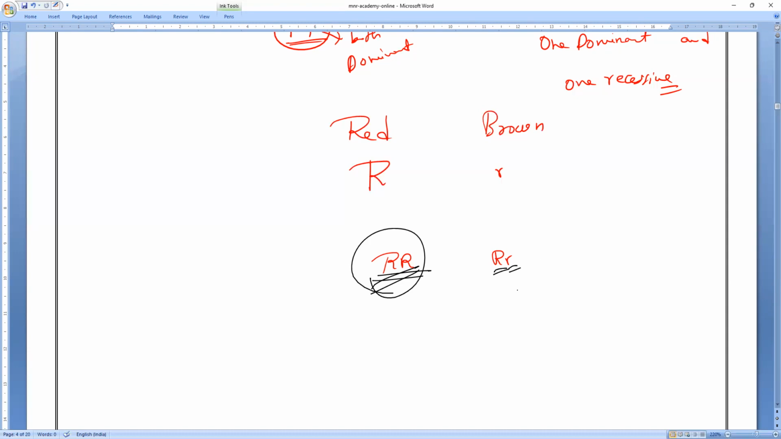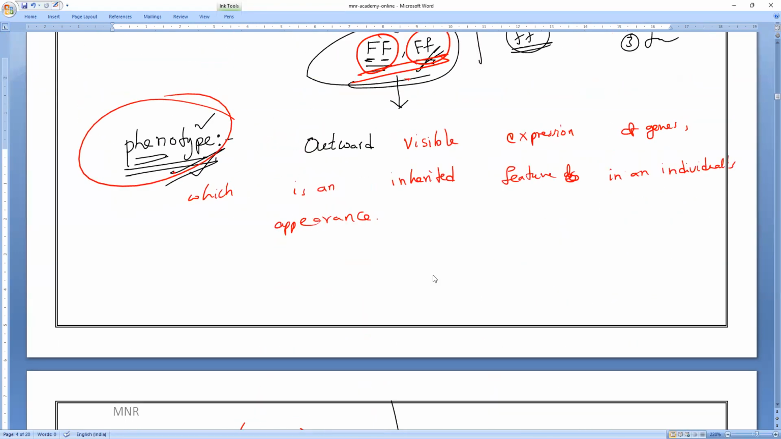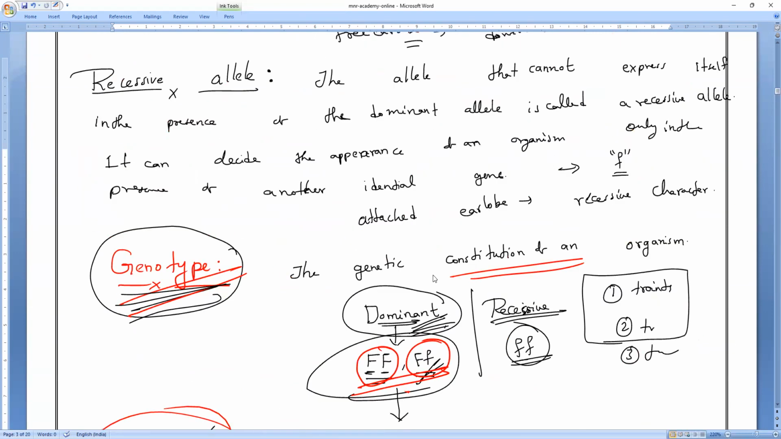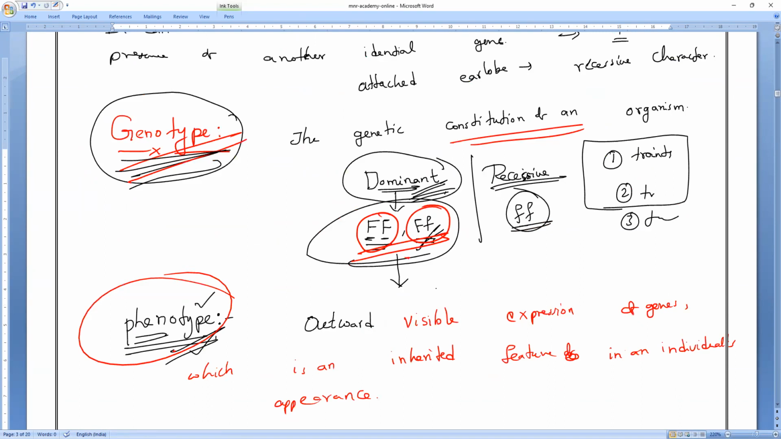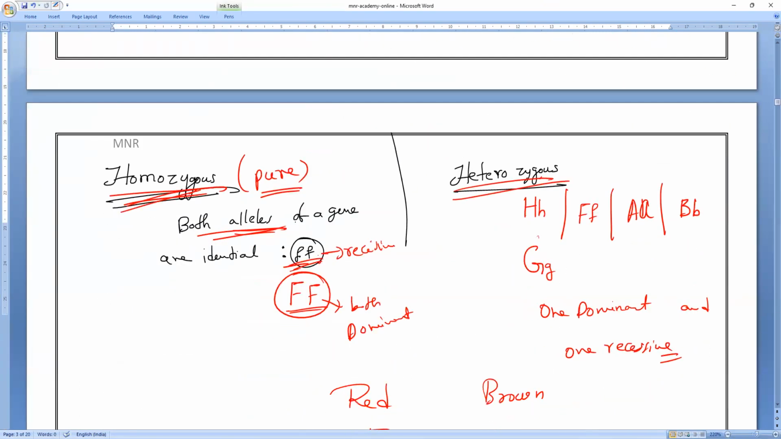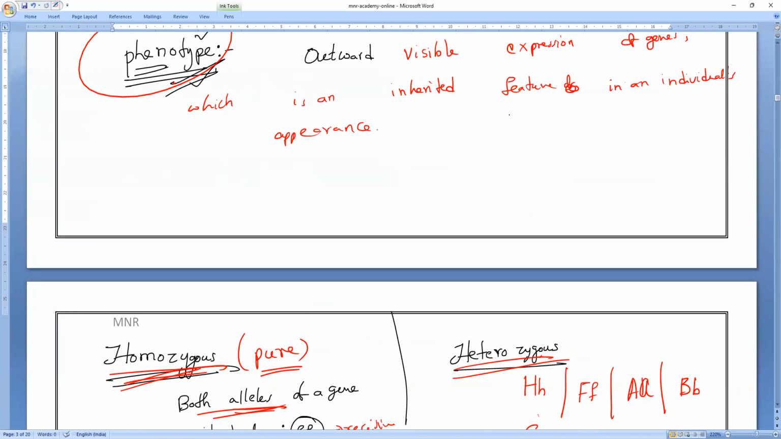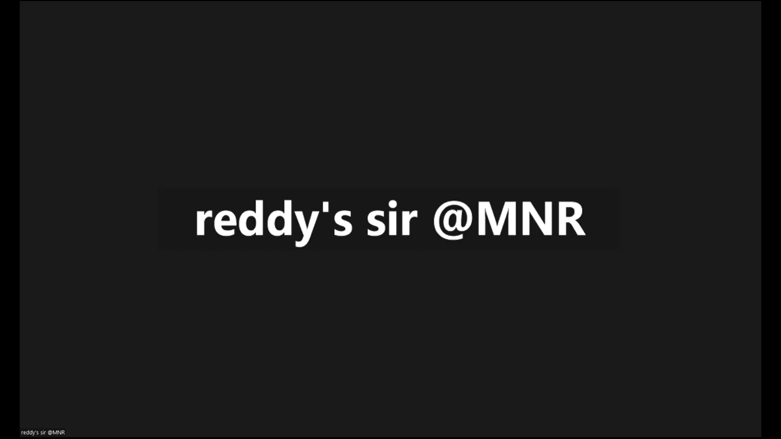So this is the most important concept of heredity. If you know these last three, genotype, phenotype, dominant, homozygous and heterozygous, that's all. In this chapter, you need not touch anything else. 100% you can solve the question. I will challenge. Tomorrow we'll discuss and solve multiple questions in this. Nobody can lose a mark in this. 100% I will say that.